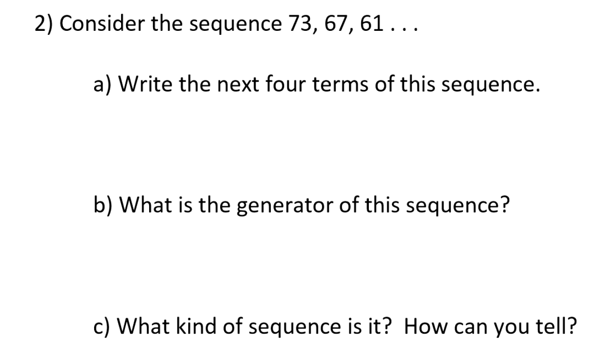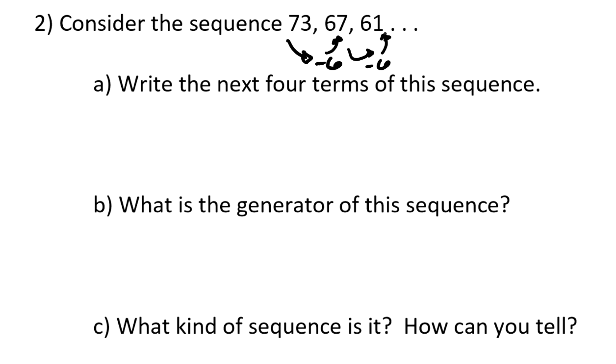73 minus 67 is a difference of 6, right? Or I could say 67 minus 73 is negative 6. But the point is, as I move forward here, each time I'm subtracting 6 to get the next term. So if I take my 67 and subtract 6, I would get 61. So I'm just going to continue this. I'm going to subtract 6.